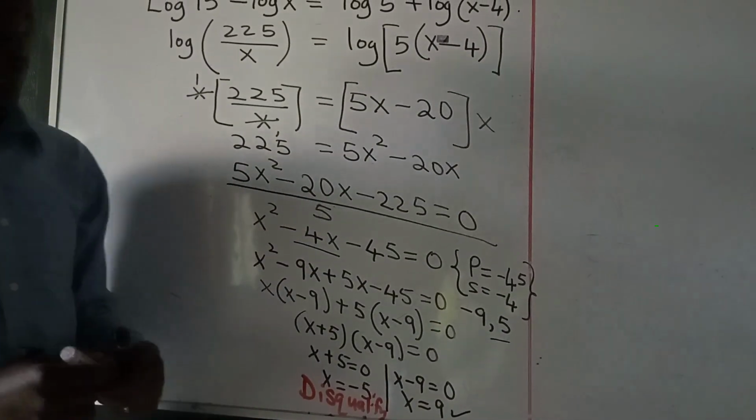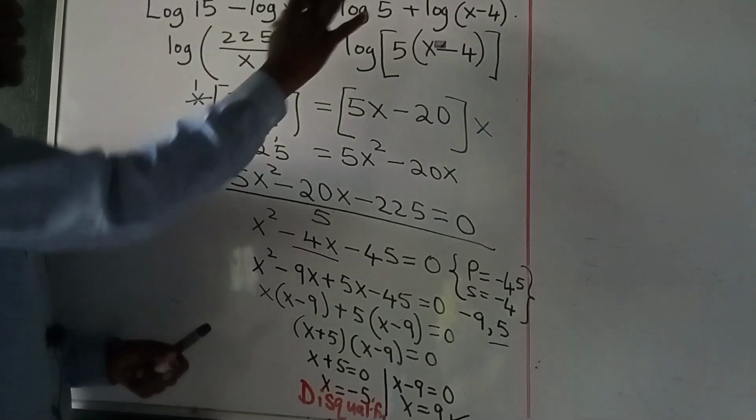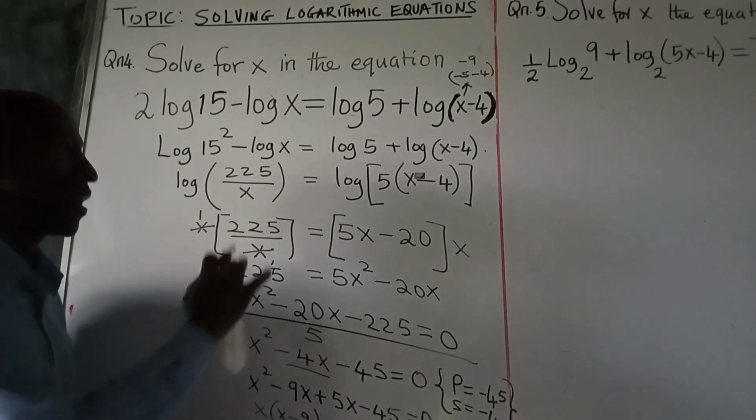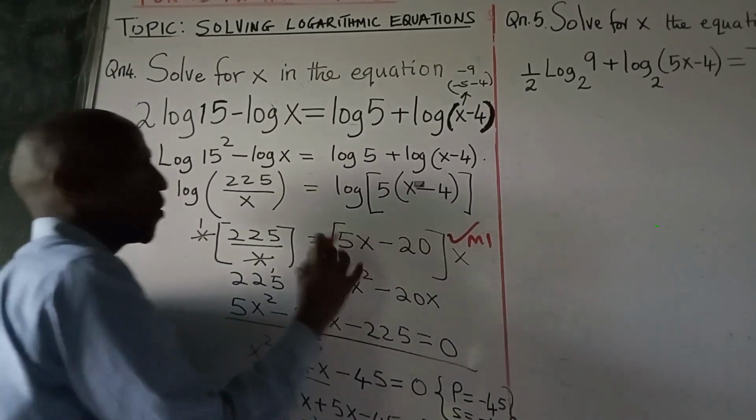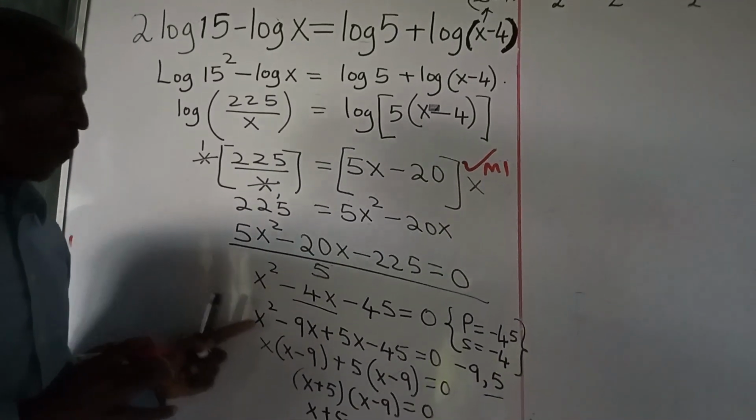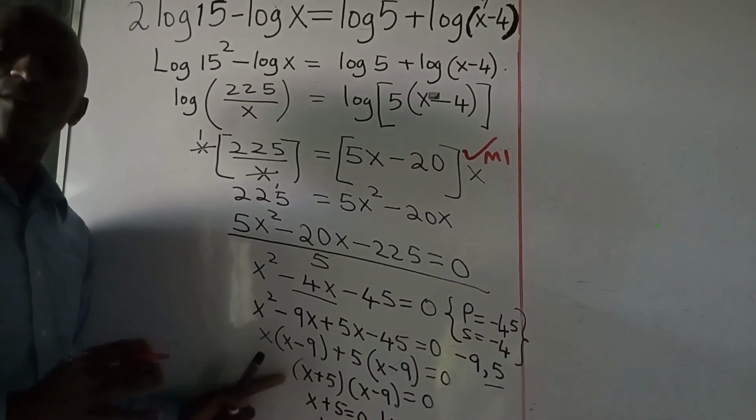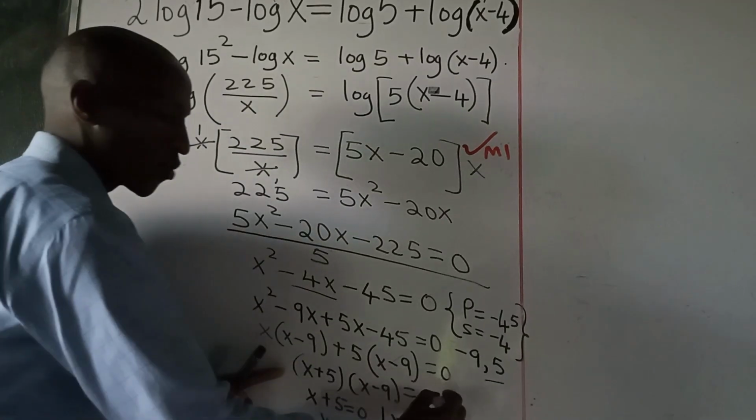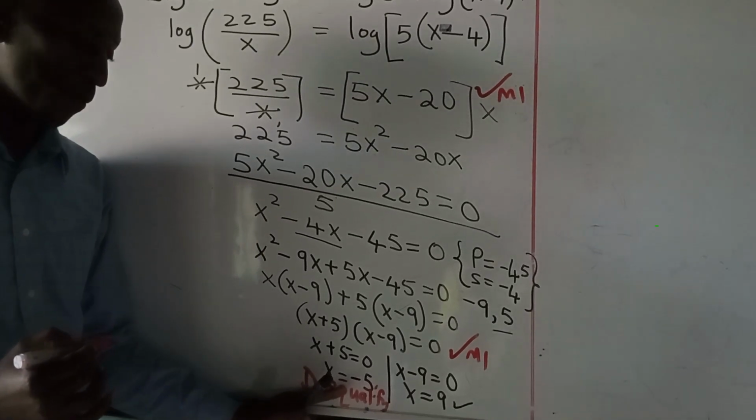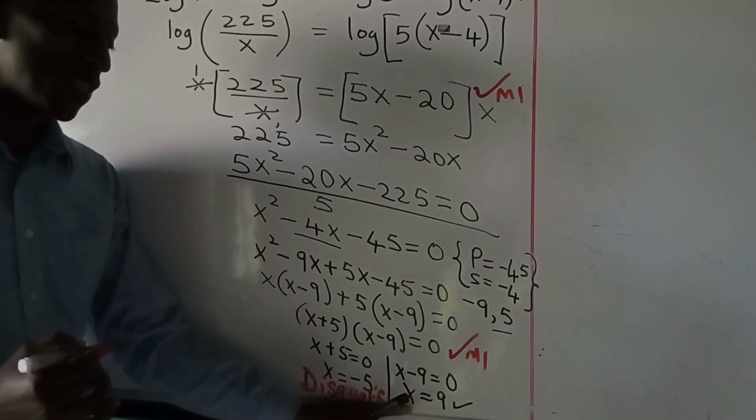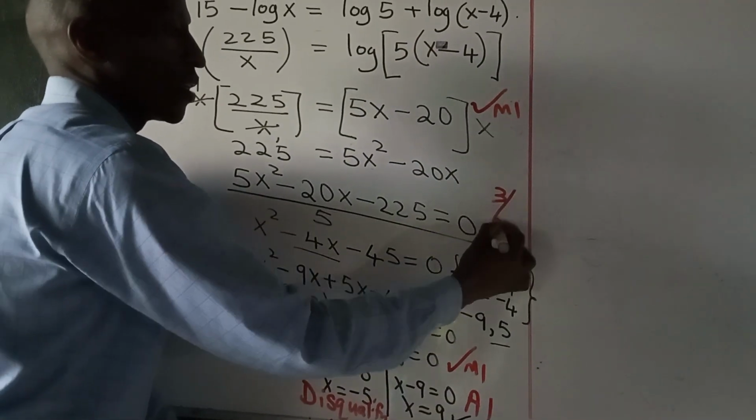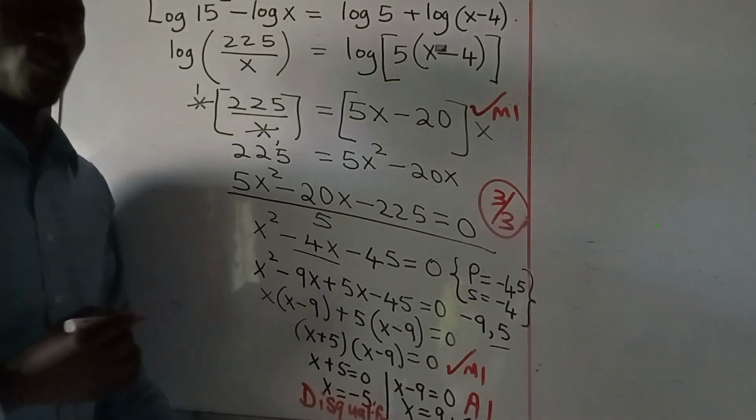Look at the marking points. The marking points for this will start at the point where the student drops the logarithms. The moment you're able to drop the logarithms correctly, you get M1. The moment the student is able to factorize and get the factors of the quadratic equation correctly, M1, and when the student is able to disqualify x is equal to negative 5 and is left with x is equal to 9, this gives you A1, and that student scores 3 out of 3 in that question.